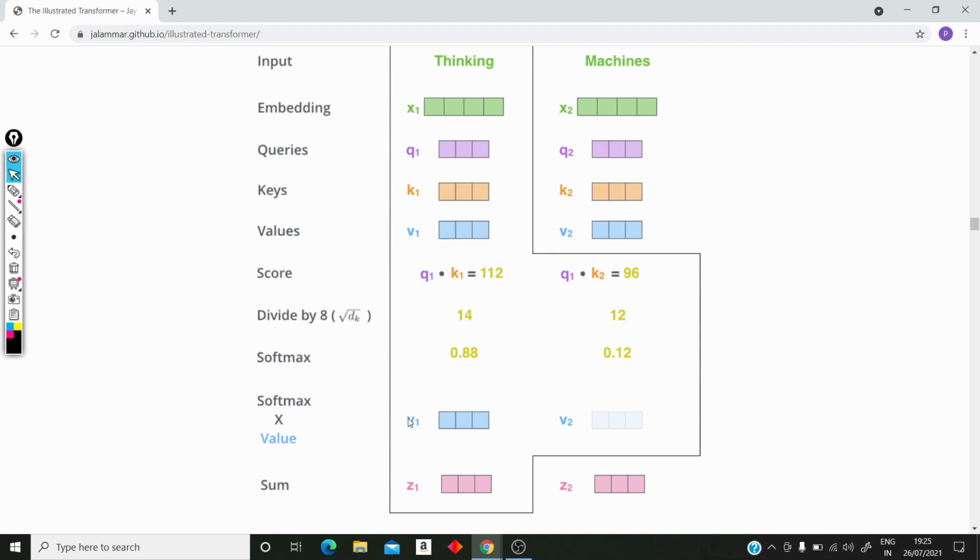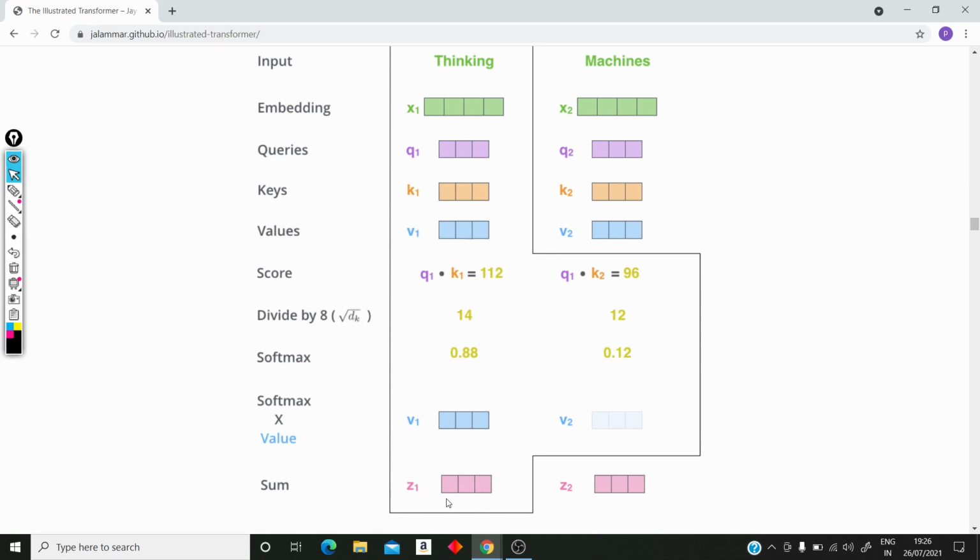Whatever value we get after multiplication of the softmax and the value vector, let's say it is called v1. So this is v1 and this is v2, modified. All the entries of the vectors will be multiplied by 0.88 and here 0.12. Because v2 is multiplied by a value near 0, v2 will not be more, but v1 will be dominant. That's why the word thinking will be more dominant here.